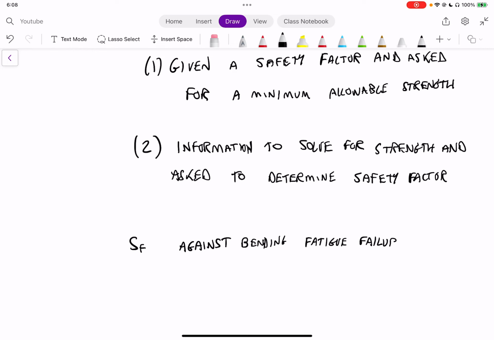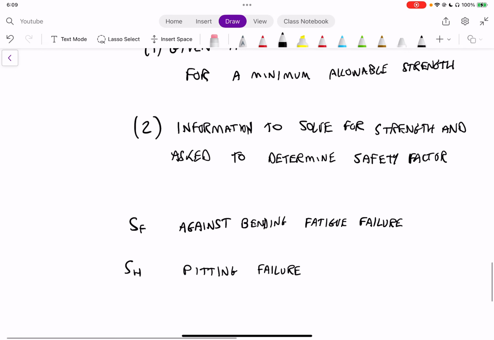So we're finding a strength that is essentially working against fatigue failure. And S sub H is a strength that is working against pitting failure, which we had talked about in earlier lectures in this module, where we talked about pitting failure and bending failure as something that we're trying to avoid. And the S sub F and S sub H are actually not strengths, but they are safety factors.